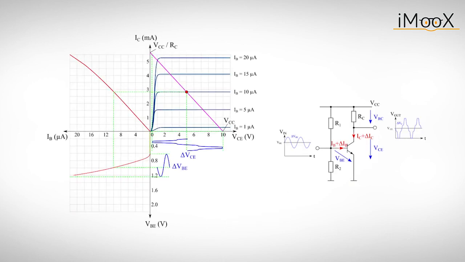The nonlinear characteristic curves put also a limit to the maximal amplitude of the input signal because it gets distorted at the output.